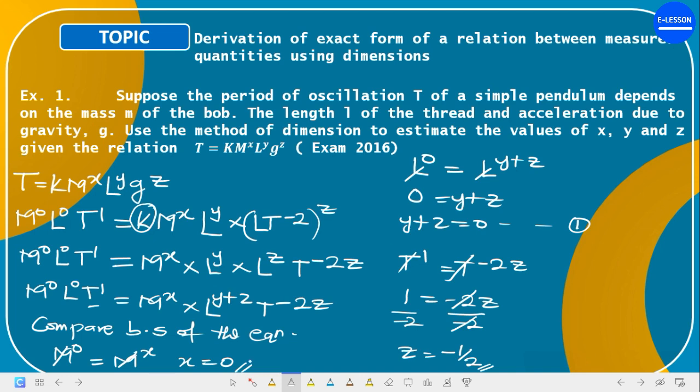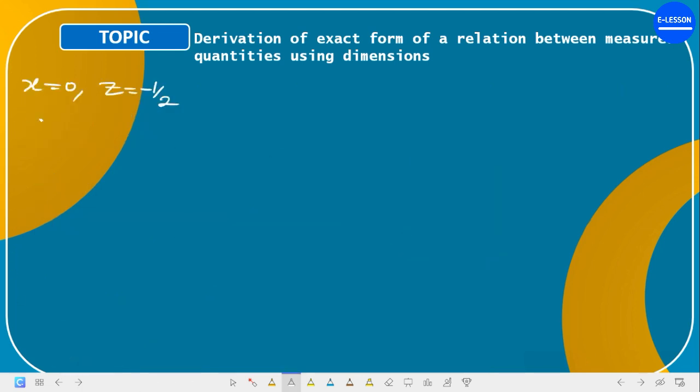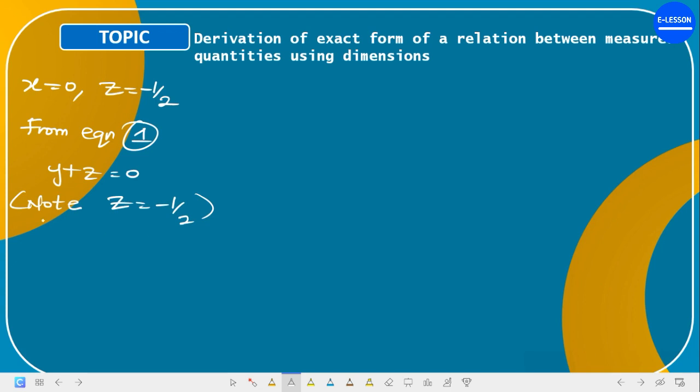Now, from equation 1, so we may come here and say from equation 1, y plus z is equal to what? 0. From equation 1, y plus z is equal to 0. Now, if y plus z is equal to 0, and you already have z, you now write down z is equal to what? Minus half. Now, it makes sense, right? Your y plus z is equal to 0. Note z is equal to minus half.